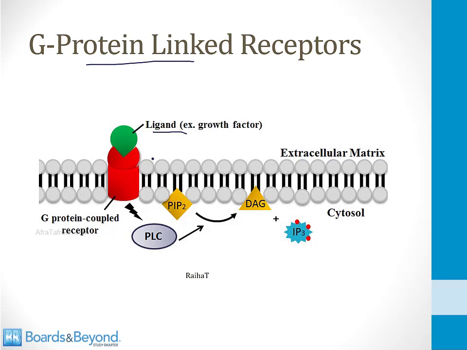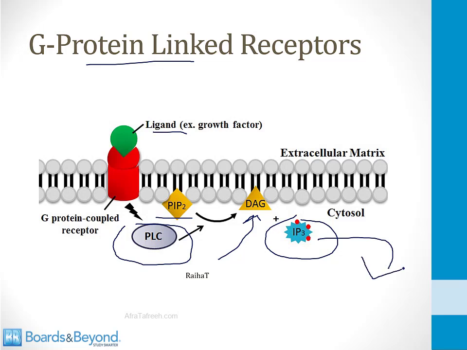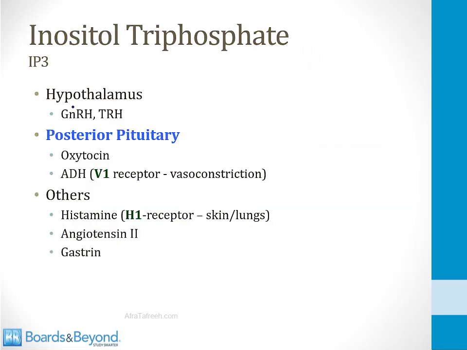A ligand can bind to the receptor, and the receptor then can activate phospholipase C, which converts PIP2 into a molecule of IP3 plus a separate molecule of DAG, which is not a second messenger, and the level of IP3 in the cell can go on to trigger cellular changes. Shown on this slide are some of the hormones that work through an IP3 system. In the hypothalamus, two hormones that come from there use an IP3 system, gonadotropin-releasing hormone and TRH.